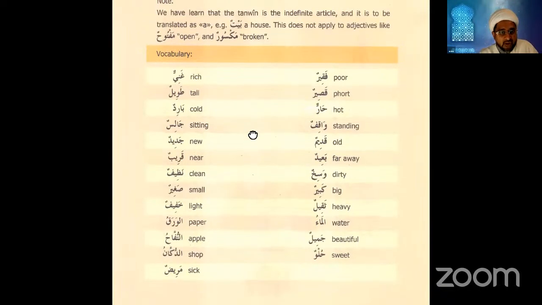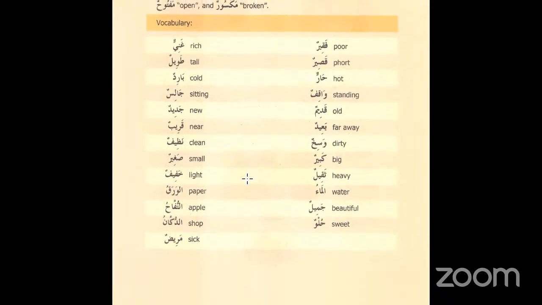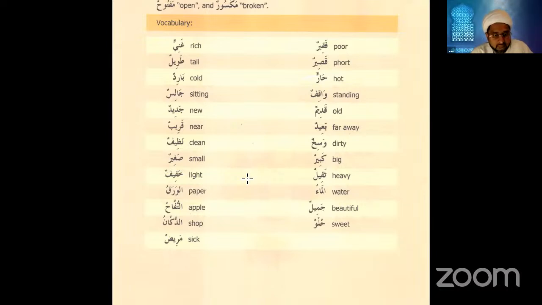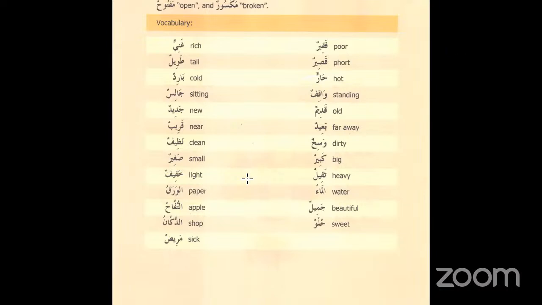Bismillah, let's go for the vocabulary. Ghaniyun is rich. Tawilun is tall. Baridun is cold. Jalisun is sitting. Jadidun is new. Qaribun is near. Nadifun is clean. Saghirun is small. Khafifun is light. Al-waraq is paper. At-tufah is apple. Ad-dukan is shop.